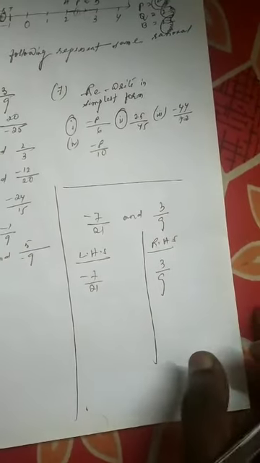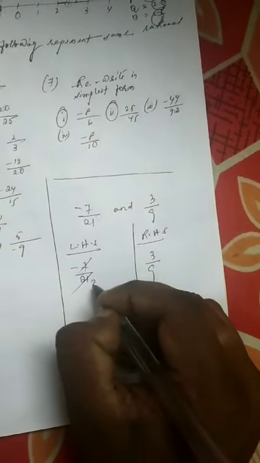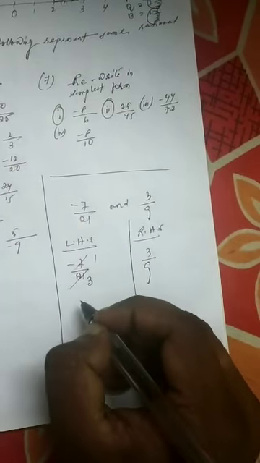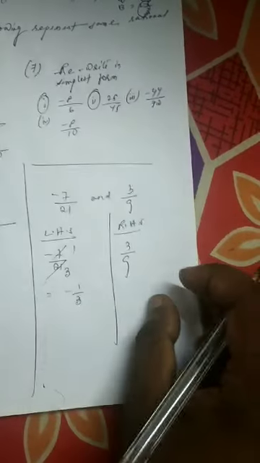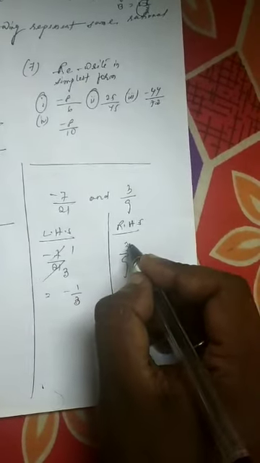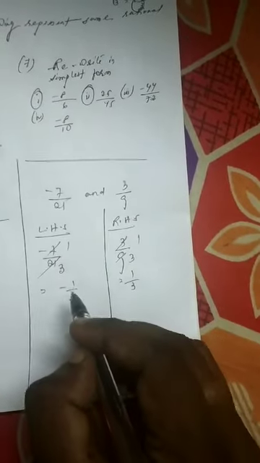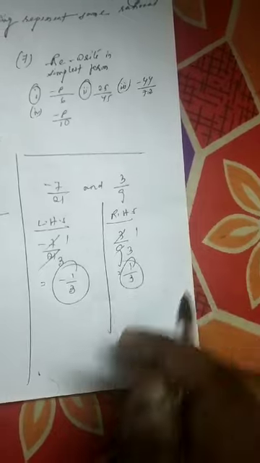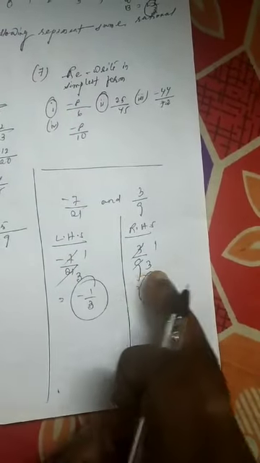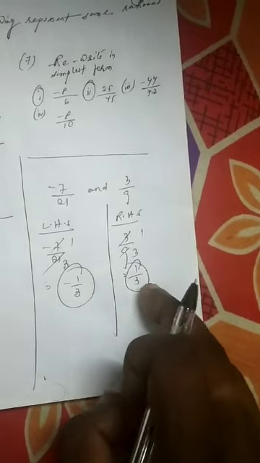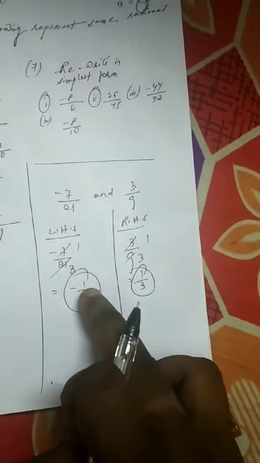So bringing in the simplest form is like cancelling them. 7 3s are 21, and above there is no number, means 1. It's -1 by 3. And let's cancel 3 and 9. 3 3s are 9, 1. It's 1 by 3. So here is -1 by 3 and there is 1 by 3. Naturally, as we can see, their numeric values are same, 1 by 3 and 1 by 3, but this 1 by 3 is positive and this 1 by 3 is negative.